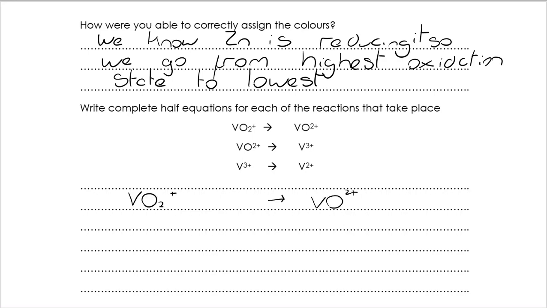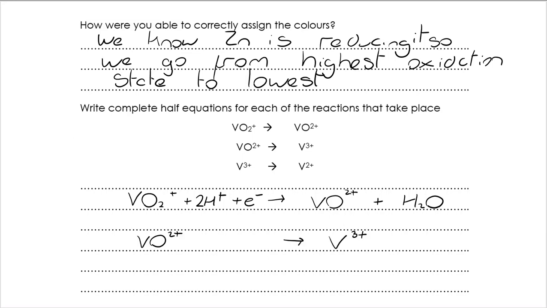So the first one, VO2+ to VO2+, I'm going to start by balancing the oxygens. I need an H2O. I then balance the hydrogens with H+ ions. That's 2H+ on the left. And then I'm going to balance the charge. I've got +3 on the left, sorry, and I've got +2 on the right. So I need 1 electron to balance that out. It's now +2 on both sides.